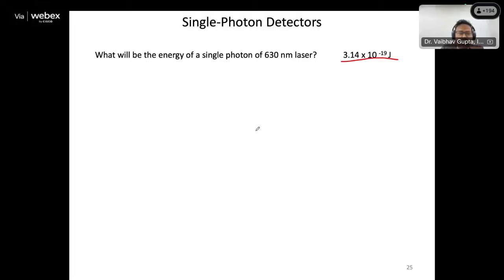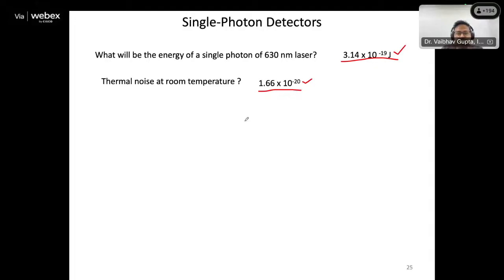And if I ask you how much is the energy at room temperature due to thermal noise, if you remember the formula, which we will also discuss in detail, it is roughly kB times T, where kB is the Boltzmann constant and T is the temperature. So this value comes to roughly 10 to the power minus 20. So the noise level is 10 to the power minus 20, and the signal level is 10 to the power minus 19.